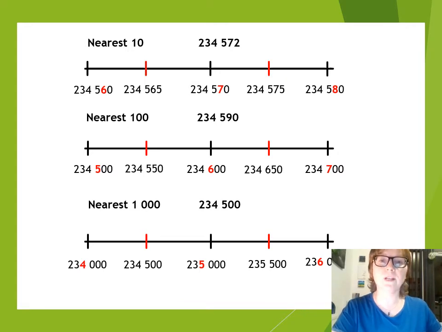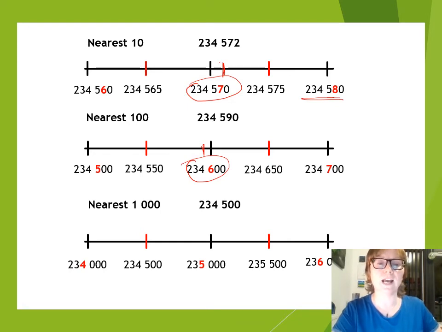Okay, so if we now use the number lines to support us with our rounding, we've got 234,572, a 6-digit number, and we're going to round it to the nearest multiple of 10. So it would come approximately here on the number line between 234,570 and 234,580, and we can see that it would round to 234,570. If we do the same with the nearest 100, we have 234,590, which would come approximately here on our number line, and we can see in this case we're going to be rounding up to the higher multiple of 100.